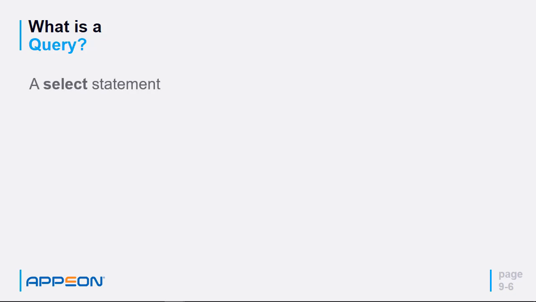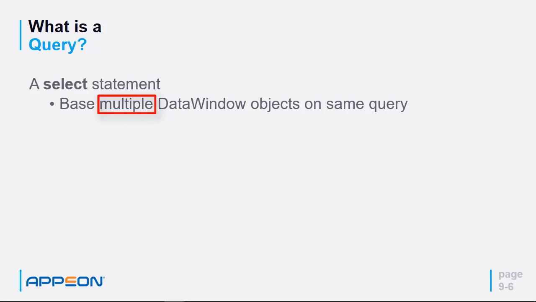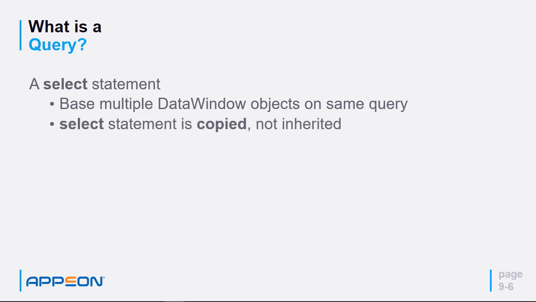Also, what is a query object? It's basically a select statement. But you can base that select statement and use it on multiple data window objects using that same SQL query or select statement. The select statement is copied, not inherited.